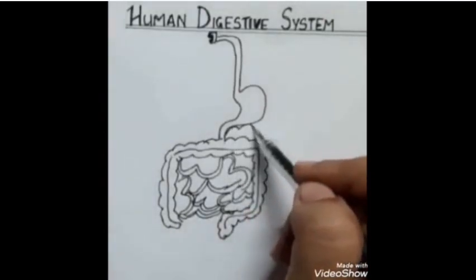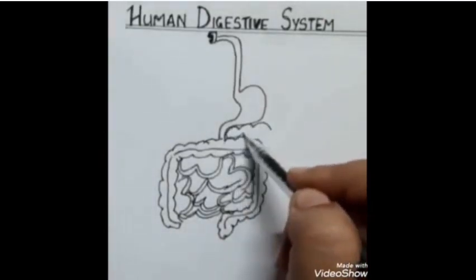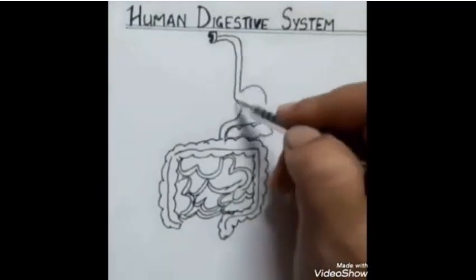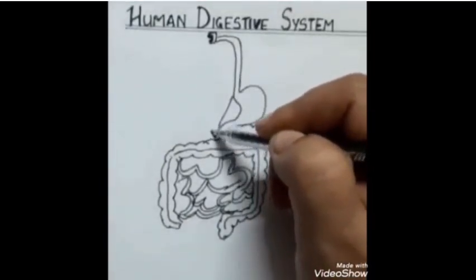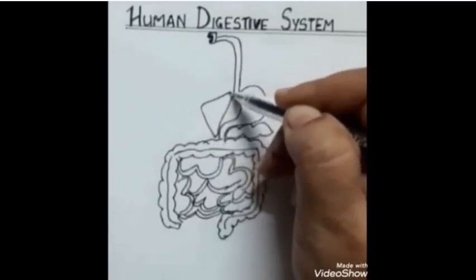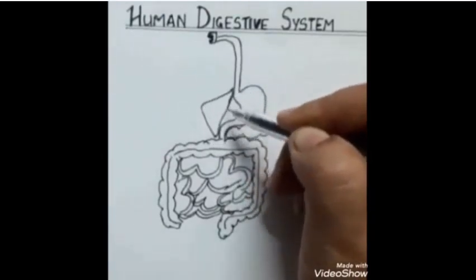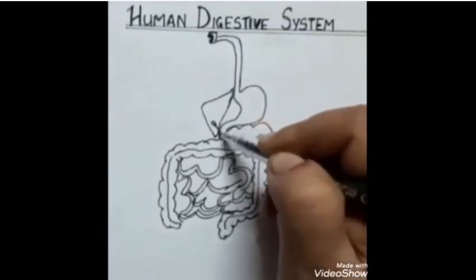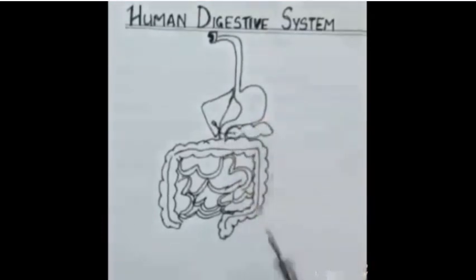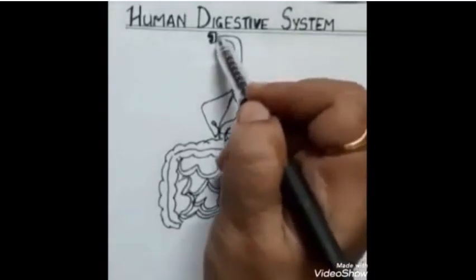Here I'll draw the pancreas like this, and for the liver we'll draw a triangular shape like this, and this is the gallbladder. We'll do the labeling.